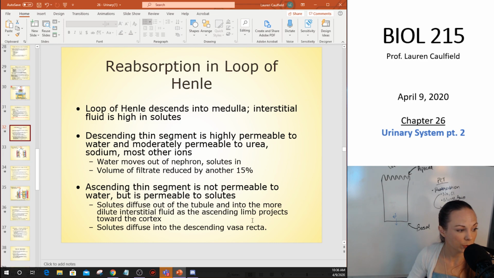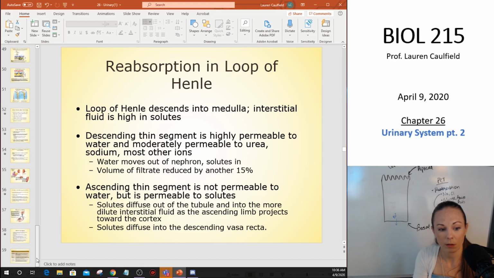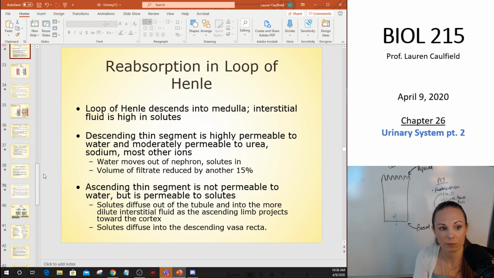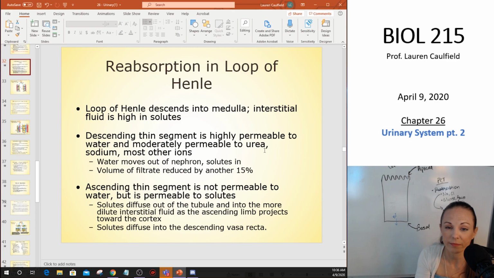So moving on to reabsorption in the loop of Henle. Yeah, you guys are going to get wrecked on the next lecture. It's fine.